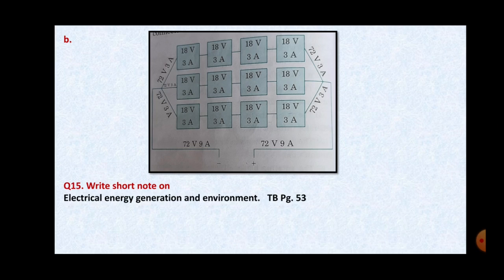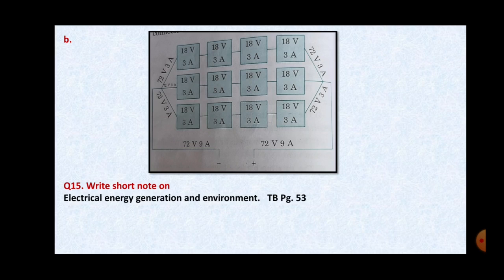Next is question number 14, and question number 14 B. One solar panel produces a potential difference of 18 volt and current of 3 ampere. Describe how you can obtain a potential difference of 72 volts and current of 9 ampere with a solar array using solar panels. You can use the sign of a battery for a solar panel. Now this is the diagram which you are going to draw.